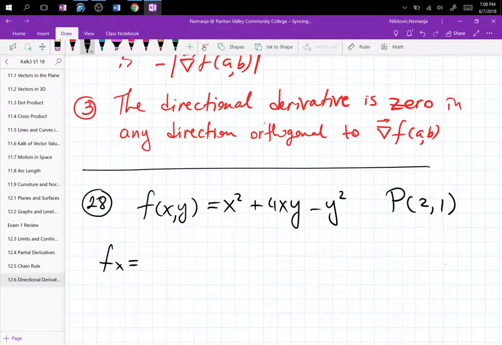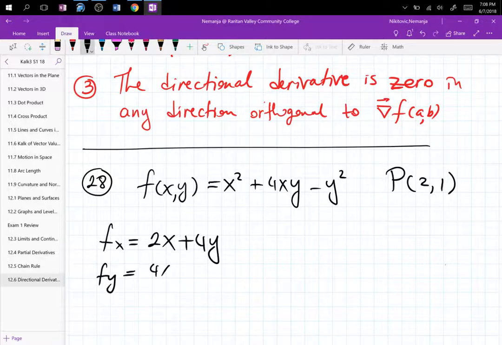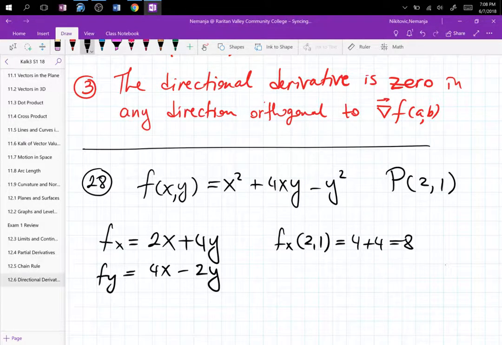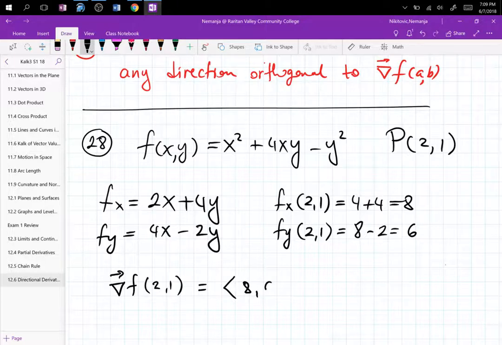So fx is 2x plus 4y. Fy is 4x minus 2y. Fx at (2, 1): if x is 2, we get 4 plus 4 is 8. And then fy: 4 times 2 is 8, 8 times 2 is 16, minus 2, which is 14. Wait, please pay attention. So the gradient vector at (2, 1) is given by (8, 6).